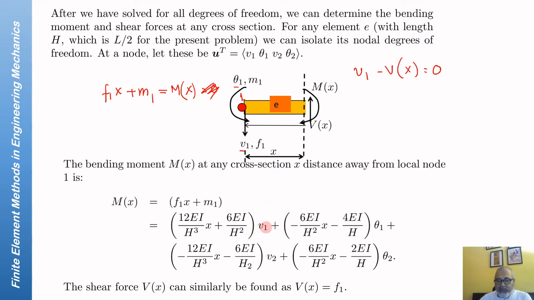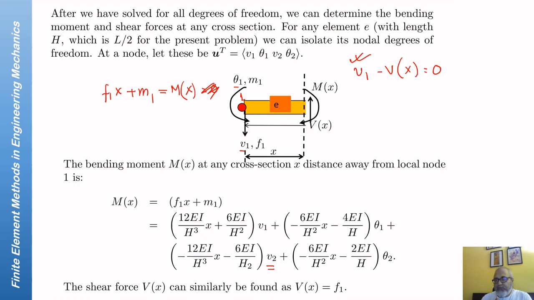In our case, V1 is equal to 0. I have kept the V1 because V1 may not be 0 for every element. And this will be the expression for Mx. Similarly, using this, you can find out the expression for the shear force Vx. Now, for the second element, if E is equal to 2, then V1 is not equal to 0, but then V2 is equal to 0 for the second element. So this term will not be there and the rest of the terms will give you Mx, and similarly you will get expressions for Vx as well.